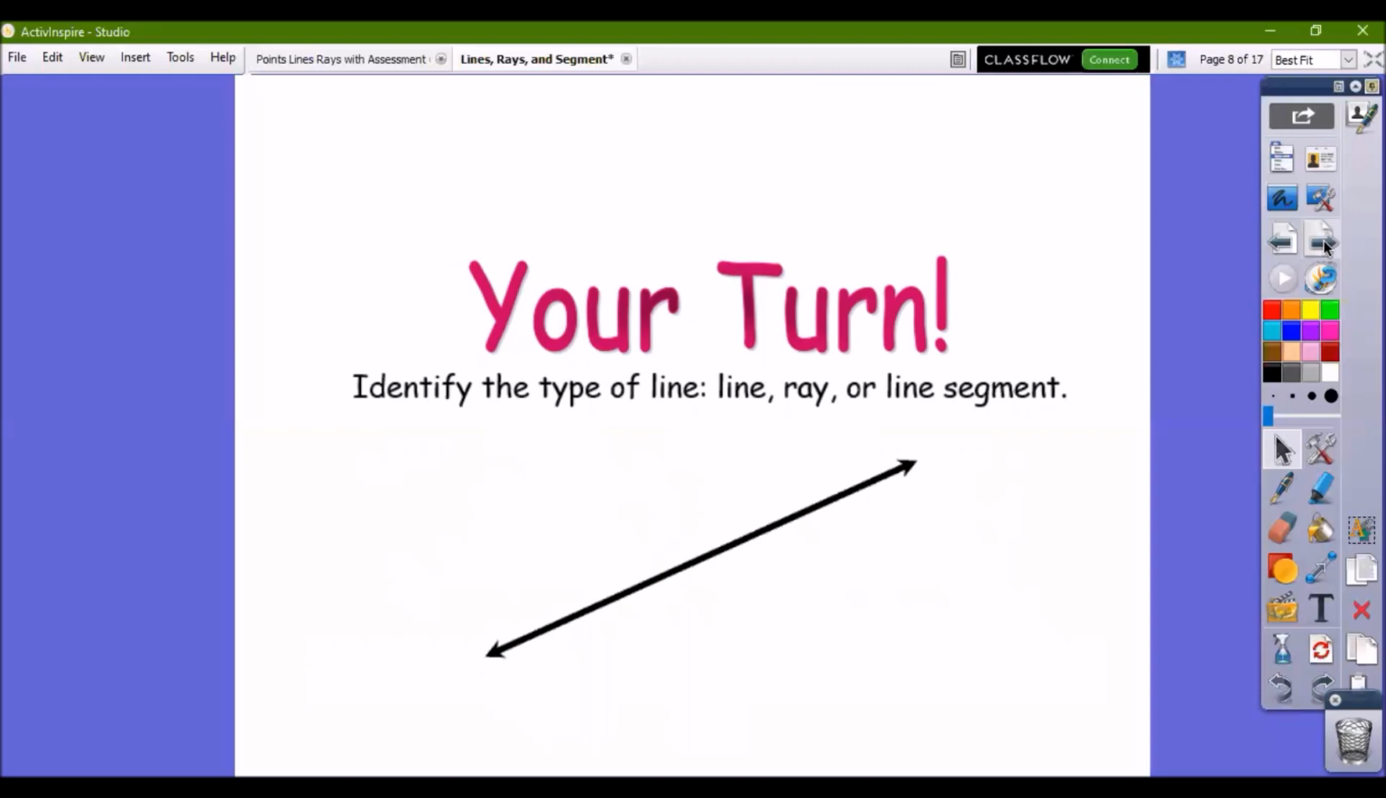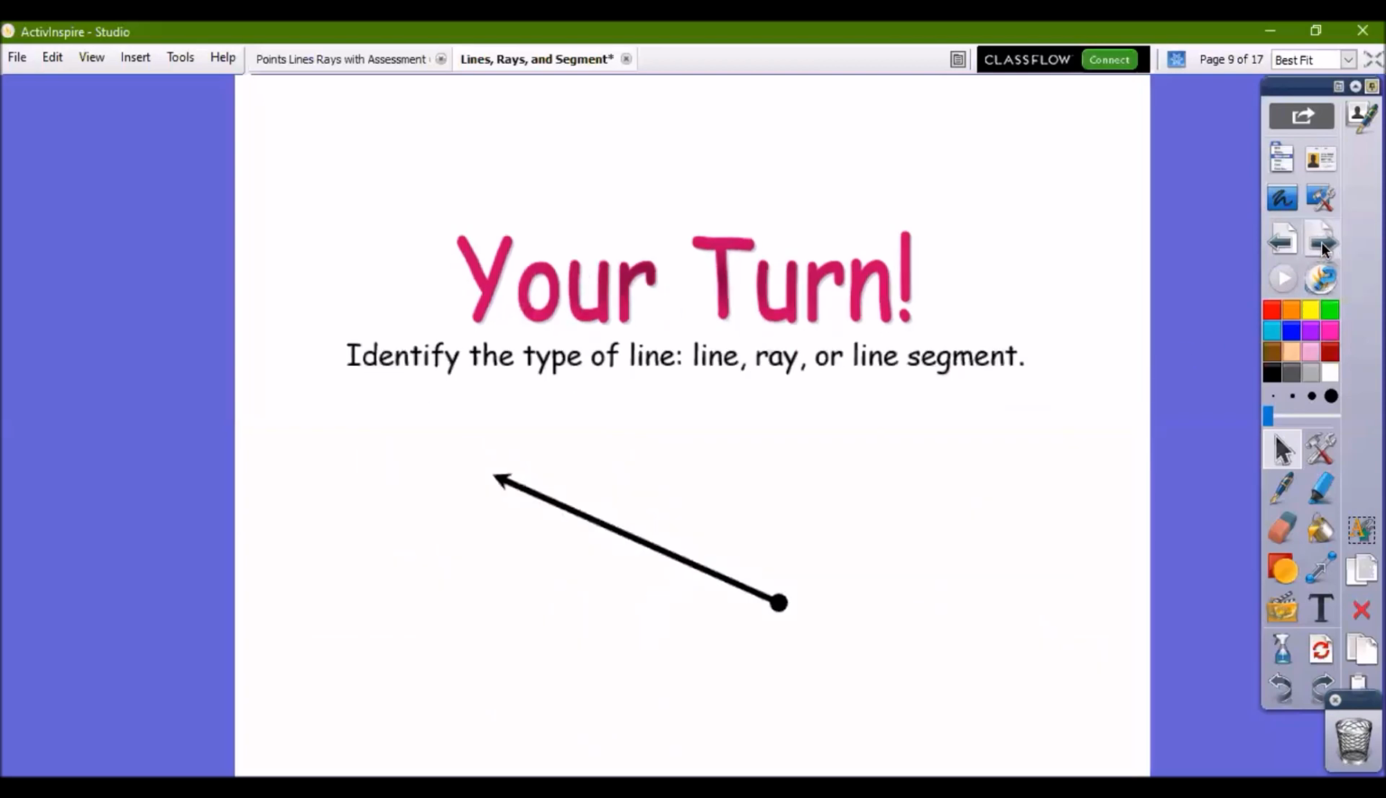If you said line, you are correct. It has two arrows and goes forever and ever in both directions. The line is made up of many points. How about this one? If you said ray, you have it right. It has an endpoint and goes on forever and ever in this direction.